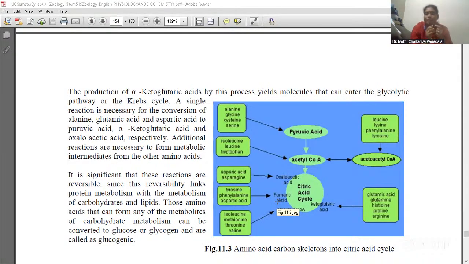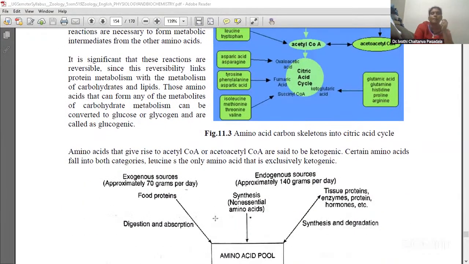Yes, this is a very important reaction, and it is also a reversible reaction. Since it is a reversible reaction, it links protein metabolism with the metabolism of carbohydrates and lipids. Those amino acids that can form any of the metabolites of carbohydrate metabolism and can be converted to glucose or glycogen are called glucogenic.